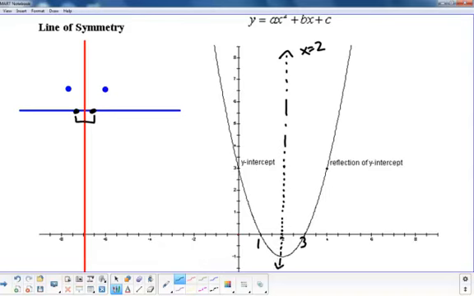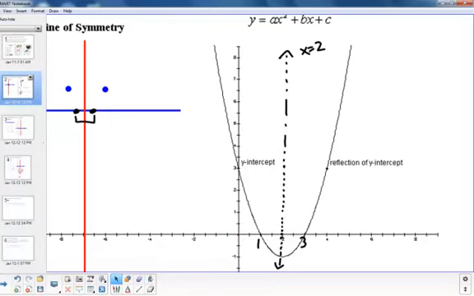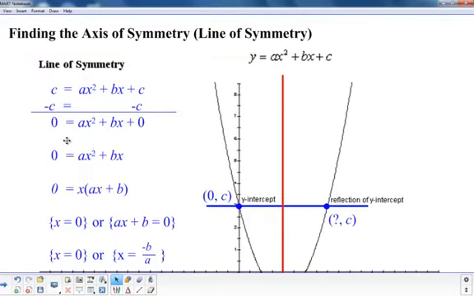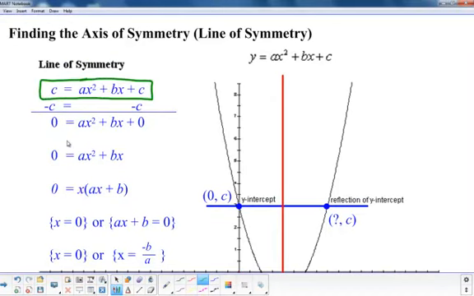So we're going to figure out how we can find that if you don't have numbers and you just have an A, a B, and a C. We're going to solve this with letters. So this is our standard form. We want to figure out, this is our y-intercept. So we're going to name that point right here.